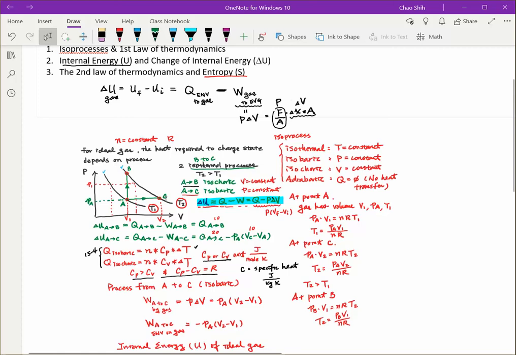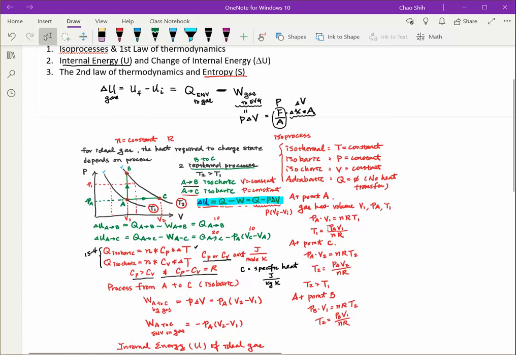The C point is on the second curve, where the second curve has a different temperature. The temperature is T2. We can actually calculate the temperature T2 in a similar way using PV equal to mRT. So PV equal to mRT also gives another temperature T2. The T2 will be PaV2 over M times R.